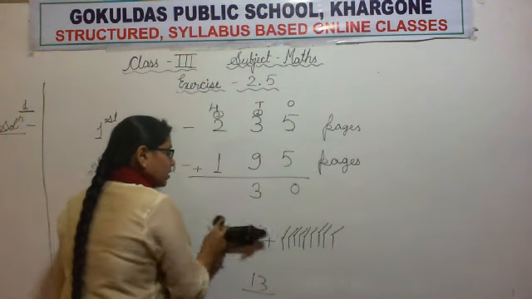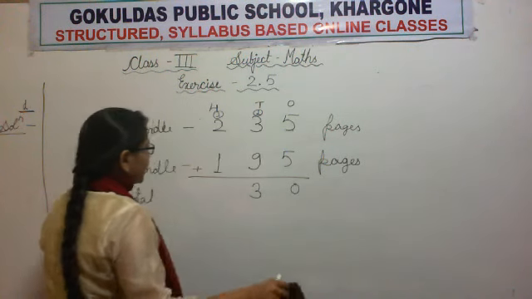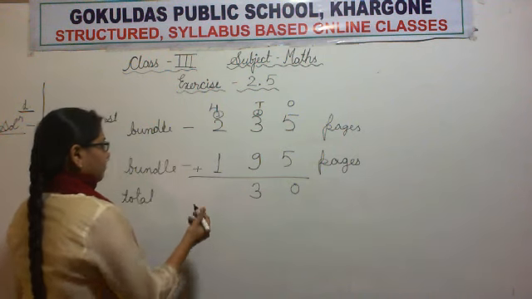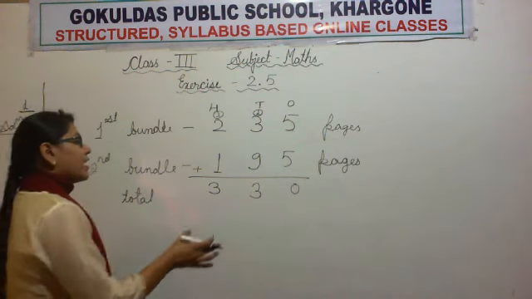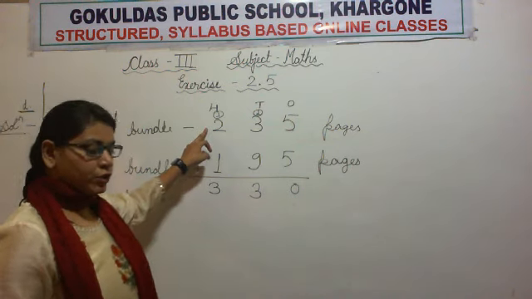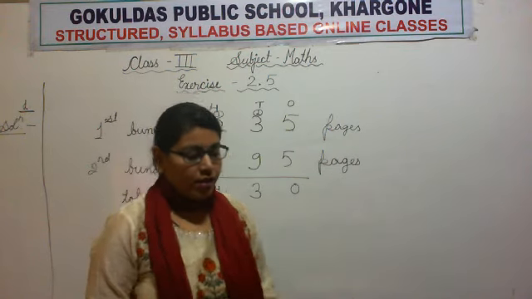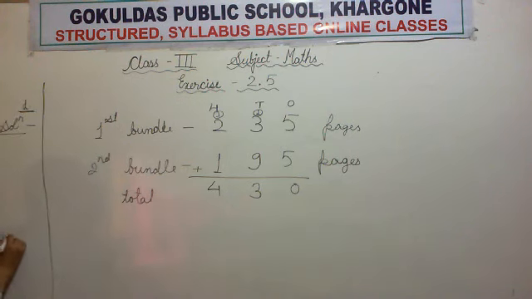Now successor property: whenever 1 is added to any number, it gives its successor. So 1 plus 2 is 3. Again 1 is there, again successor property. So 1 plus 2 is 3 and 3 plus 1 is 4. Okay, so this is our answer. Now we will write the answer. How many sheets of paper were there all together?